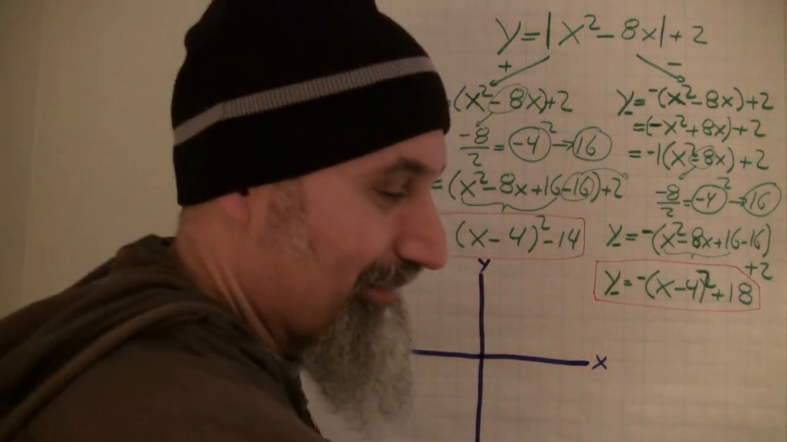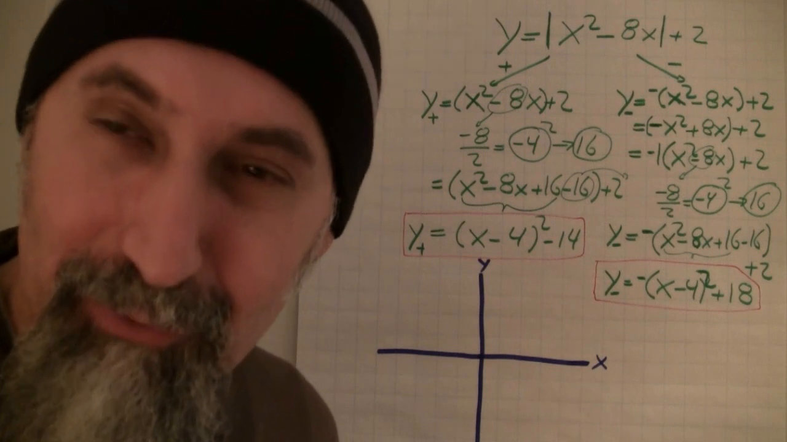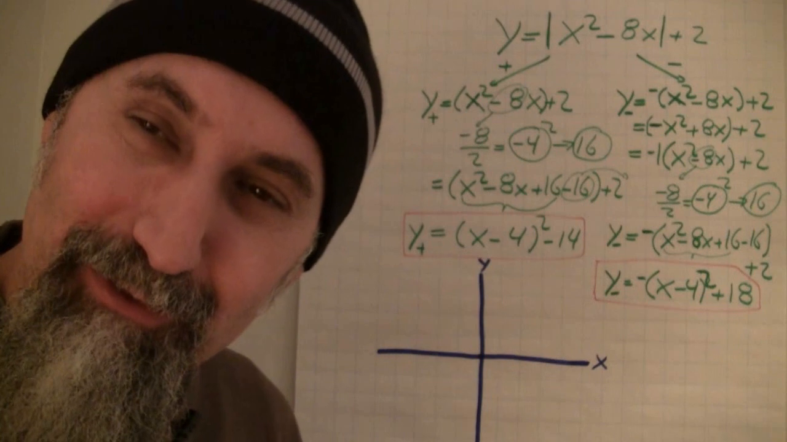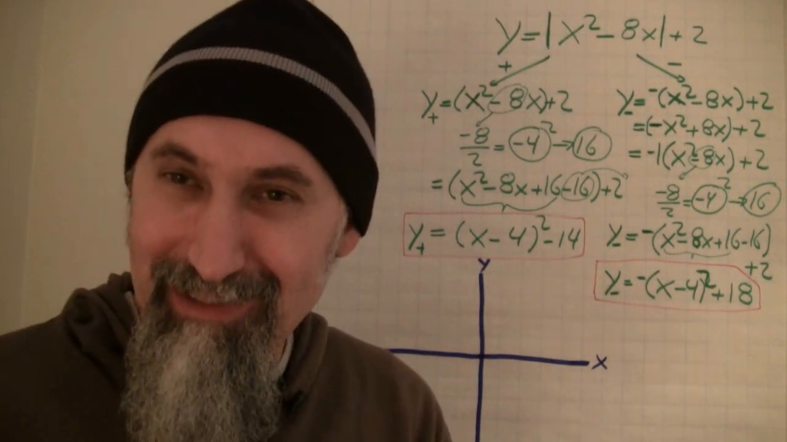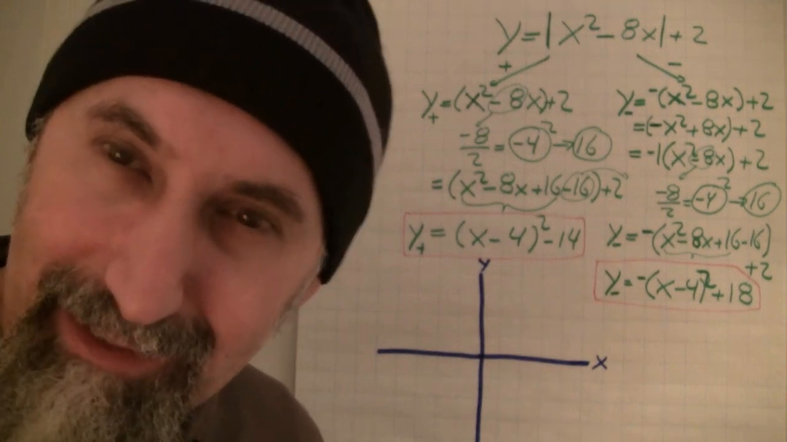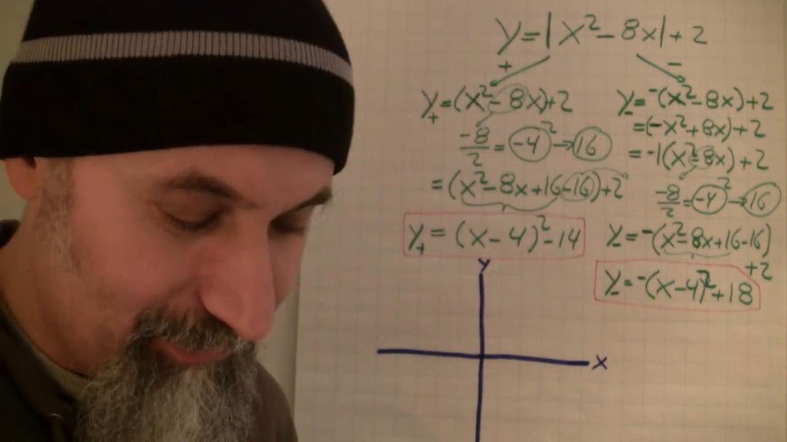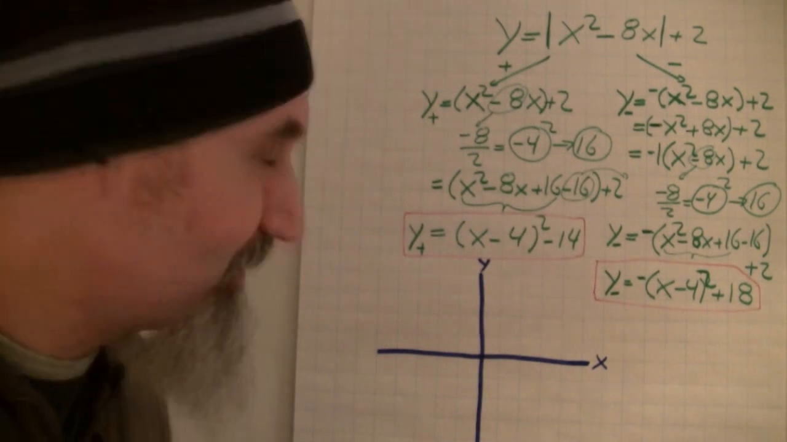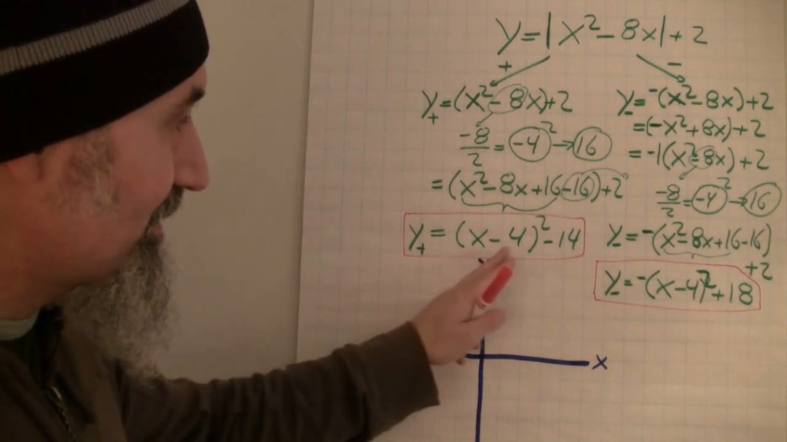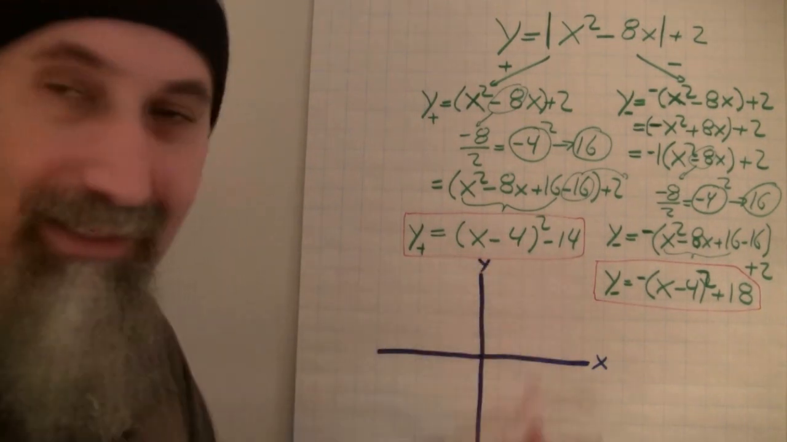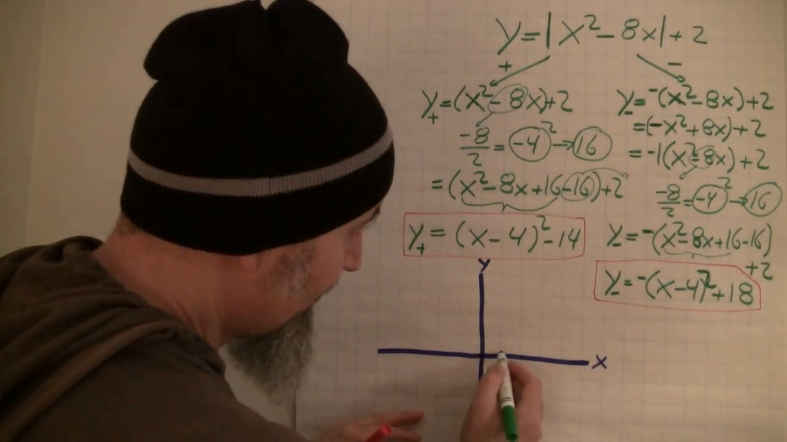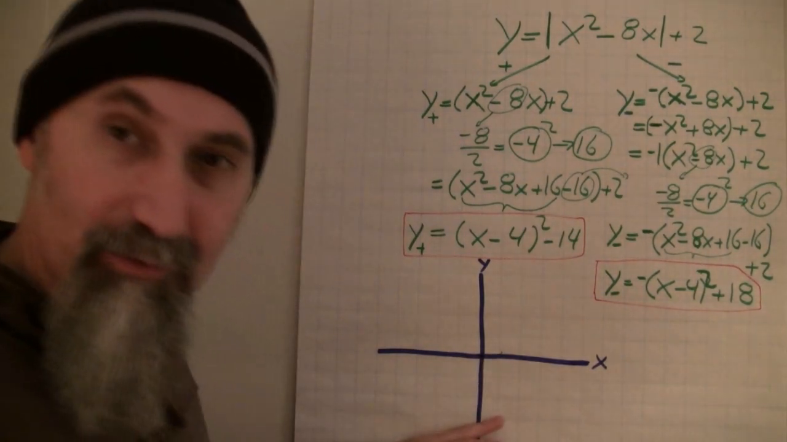Now, this is not going to be to scale, the drawing that we're going to do. We're just going to do a sort of a visualization of it, right? And at some point I'm going to go back to this and do this really in depth, right? So what we got here is this. Let's graph the positive one first. The positive one says this: our vertex is going to be 4 and negative 14. So let's assume this is x is equal to 4 and y is equal to negative 14.